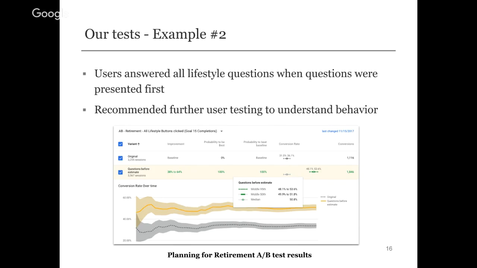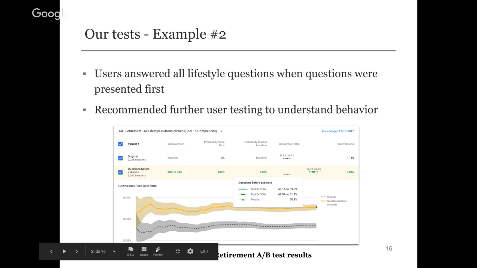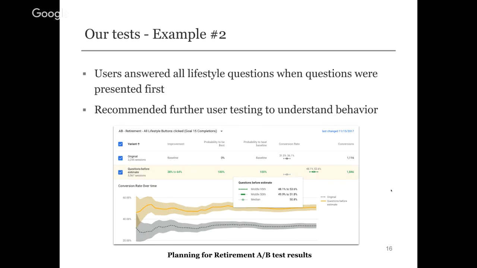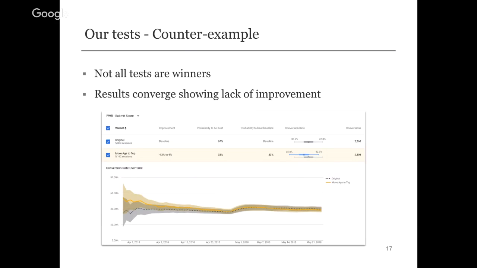This is also an example of how conversion rates over time clearly show where there is a winner. So as you can see, that variant and the original are completely separated. So it's very clear that the variant was attracting or having users select all the lifestyle questions much more than our original was. With that said, I just showed you an example of a clear winner.